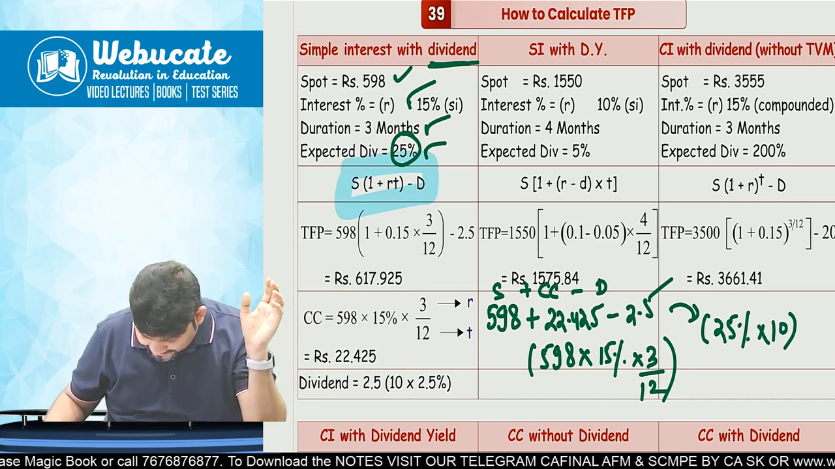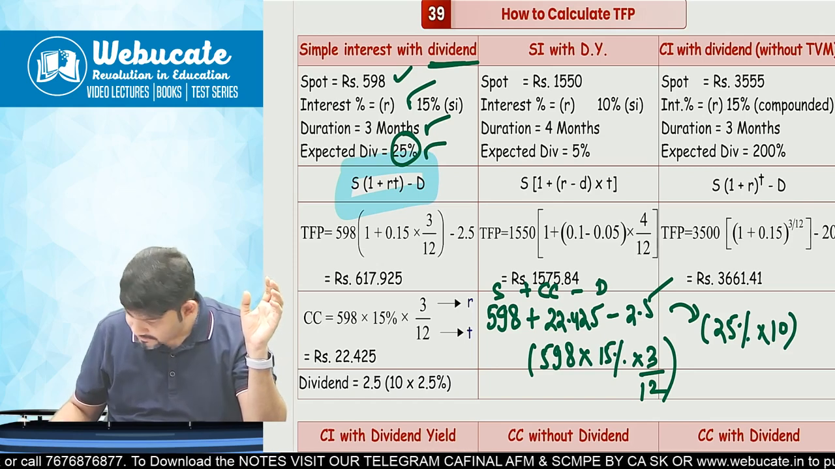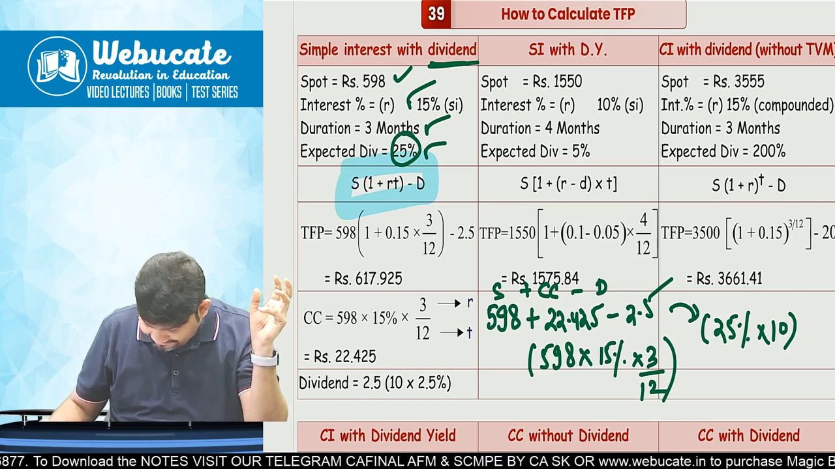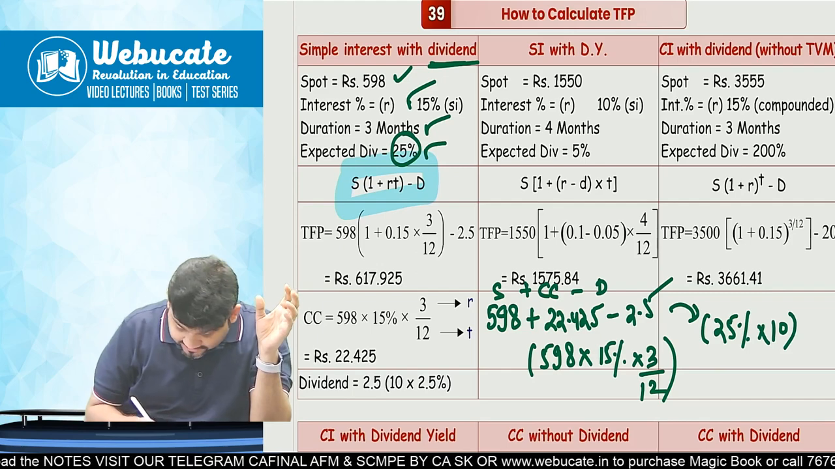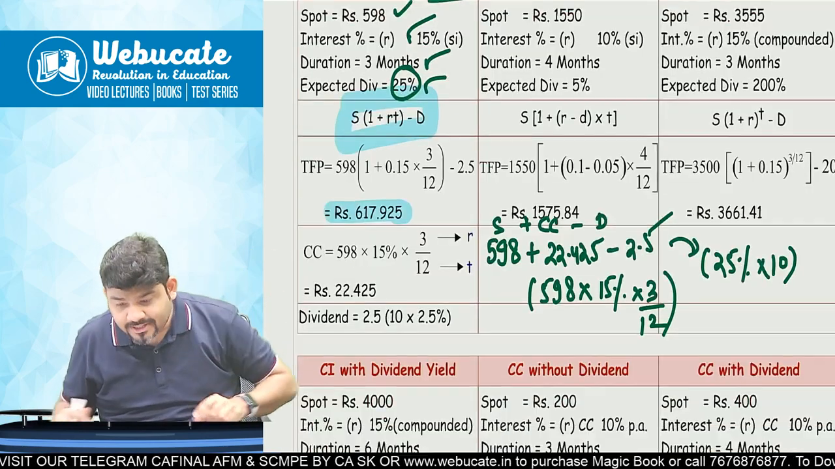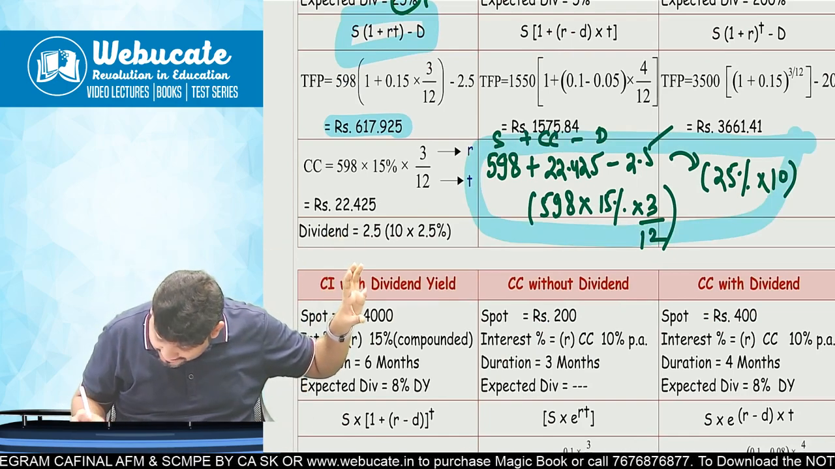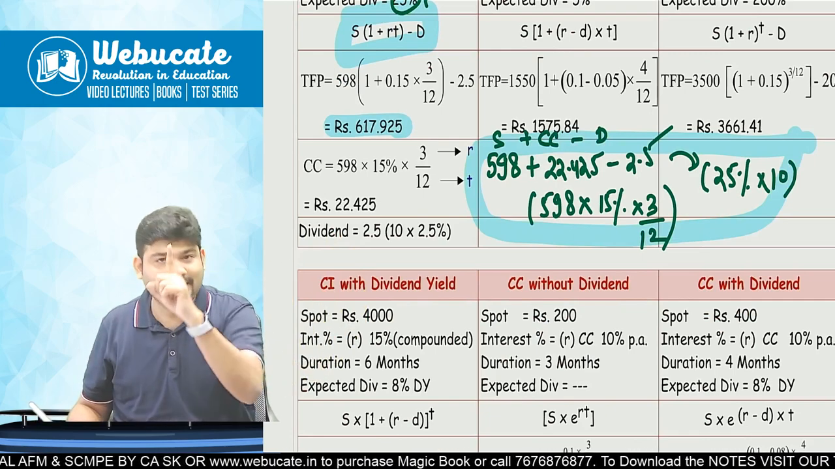So what's the answer? 598 plus 22.425 minus 2.5. So this will be 617.925. But now instead of solving it with this whole big method, there is a shortcut that we have.